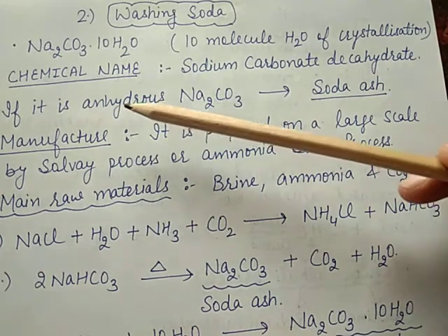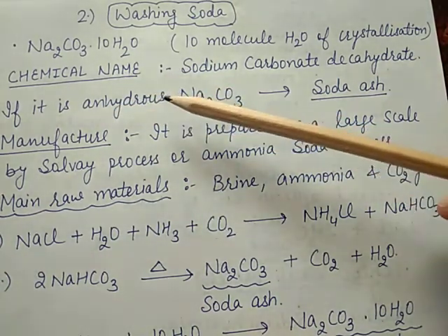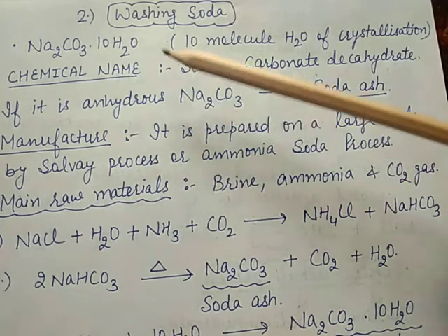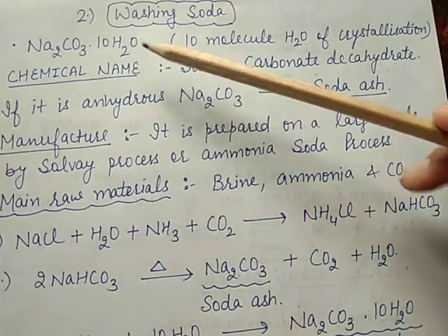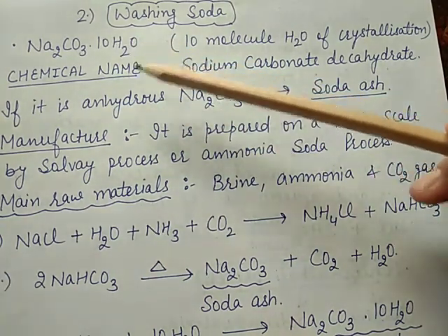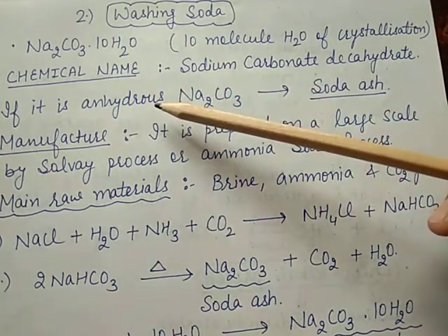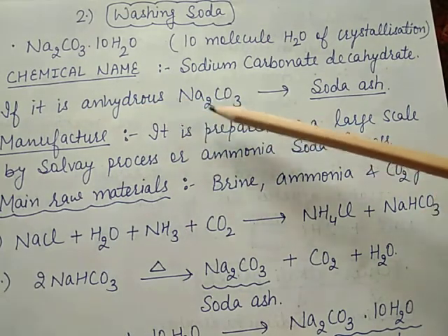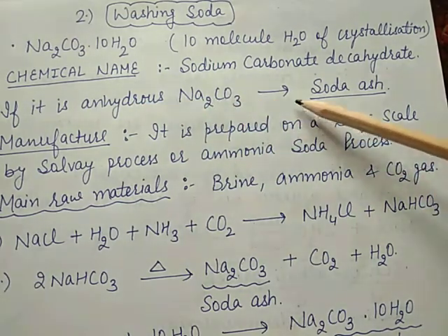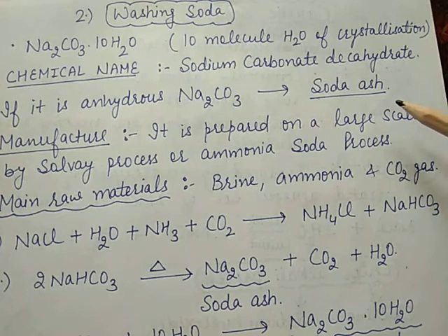If it is present in anhydrous form, meaning without water molecules, meaning the 10 water molecules are not present, then this form is called the anhydrous form. Anhydrous Na2CO3 is called soda ash.